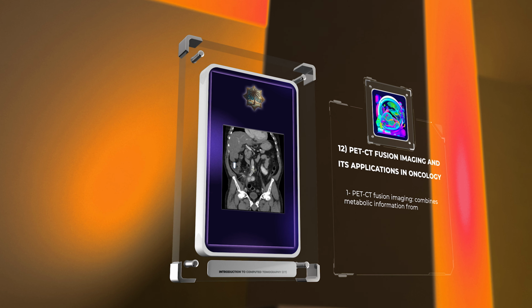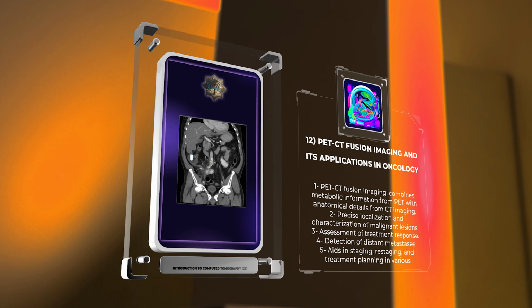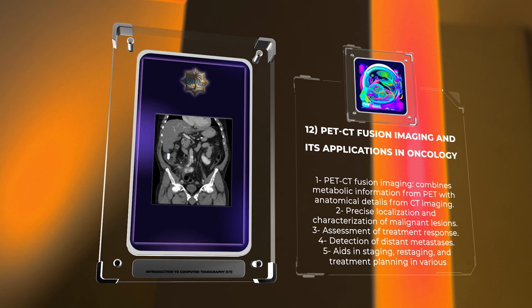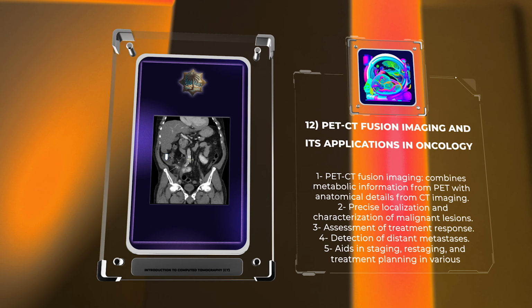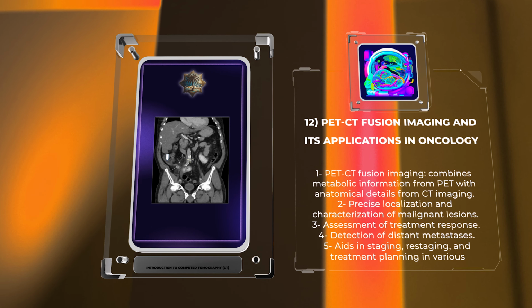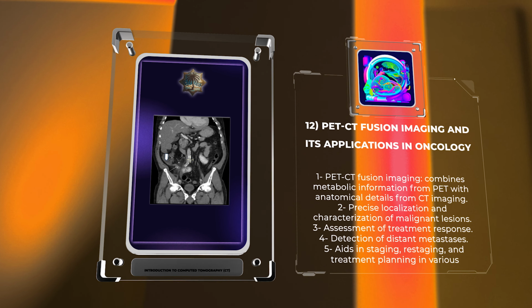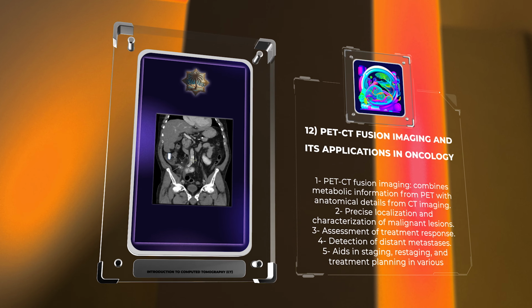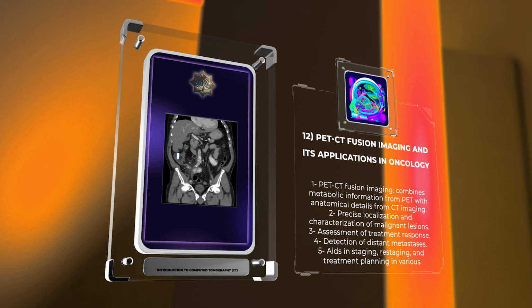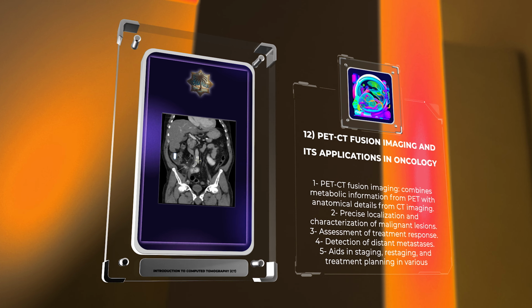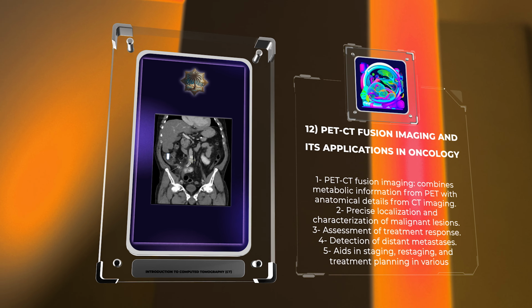PET-CT fusion imaging combines the metabolic information obtained from positron emission tomography, PET, with the anatomical details provided by CT imaging. This technique allows for the precise localization and characterization of malignant lesions, assessment of treatment response, and detection of distant metastases in oncological patients. PET-CT fusion imaging aids in staging, restaging, and treatment planning in various malignancies, such as lung cancer, lymphomas, and colorectal cancer.